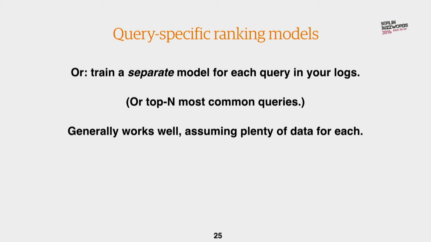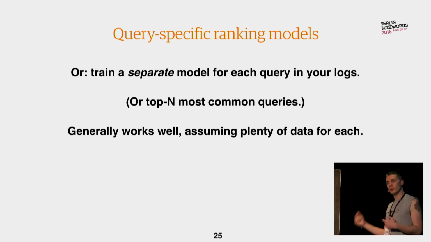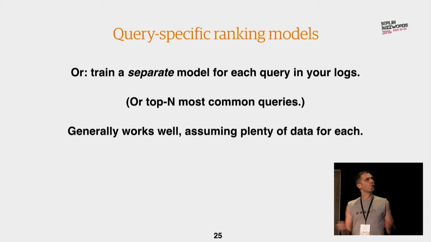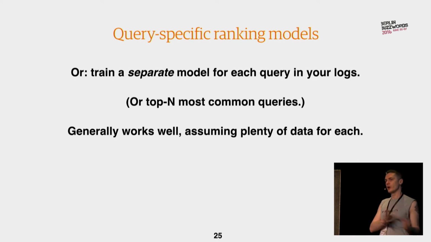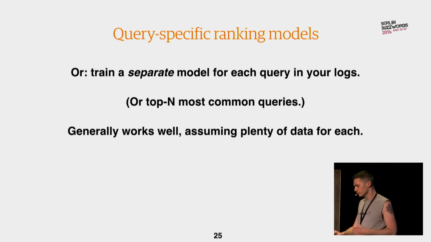But in general, the best way is to train a separate model for each query that appears in your logs, or maybe just the top-N most common queries, or maybe enough queries to cover the majority of searches. Then you can fall back to using traditional term-based relevance ranking when a user runs a query that there isn't a model for. For the rest of the talk, for simplicity, I'm just going to assume that we're working in this paradigm with a separate model for each query.